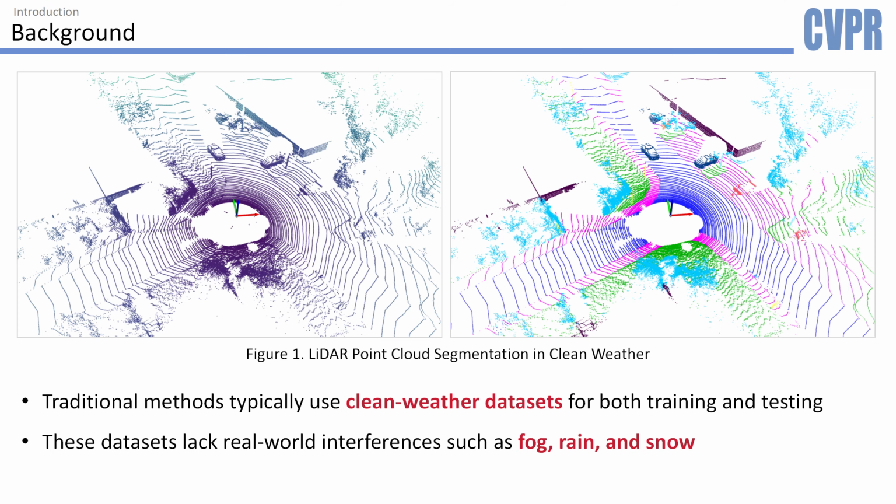LiDAR point cloud semantic segmentation is a fundamental task for 3D scene understanding, and it's crucial for applications like autonomous driving. However, most current methods are trained and evaluated on data collected under ideal conditions, like clear sunny days. Unfortunately, real-world environments are far more challenging. They involve factors like fog, rain, and snow, which current datasets often fail to capture.